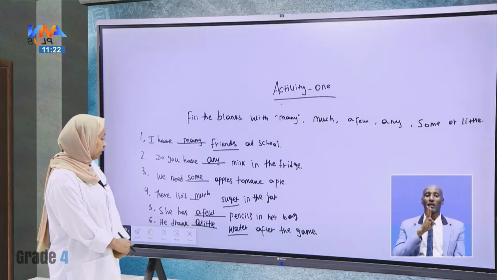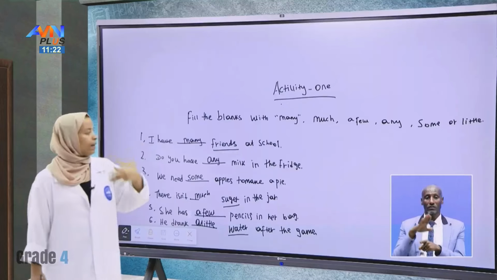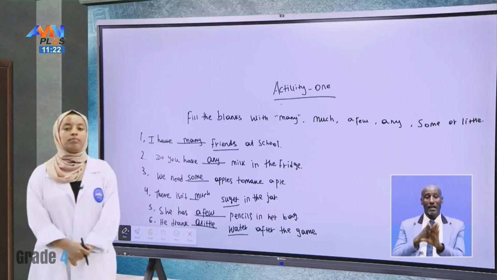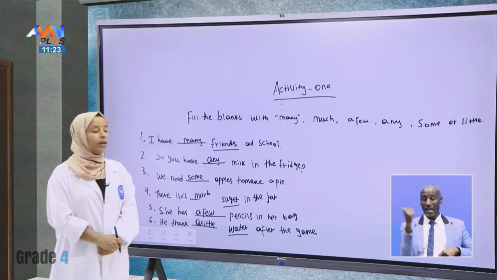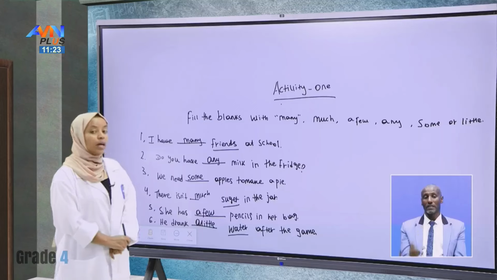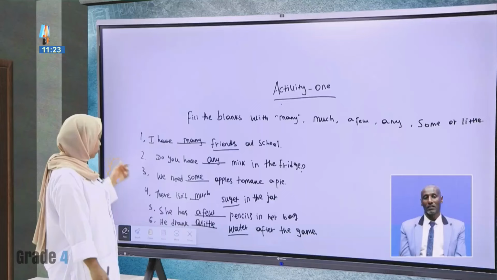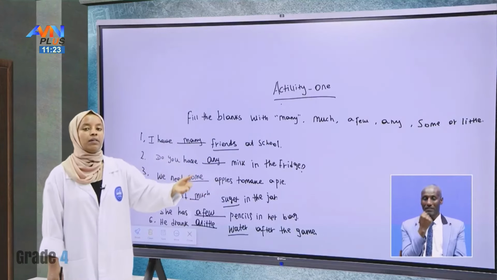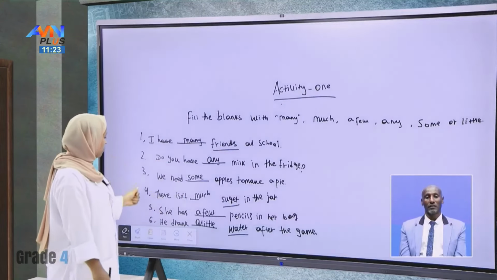So this is an example of quantifiers and this is the activity. Let me read once. I have many friends at school. Friends is a countable noun. Do you have any milk in the fridge? When we come to here, milk is what? Uncountable noun. We can use any. I don't have any milk in the fridge also. When we come to number 3, we need some apples to make a pie. This is a positive form of sentence, and yes, I can have some apples. And also, the question number 4.